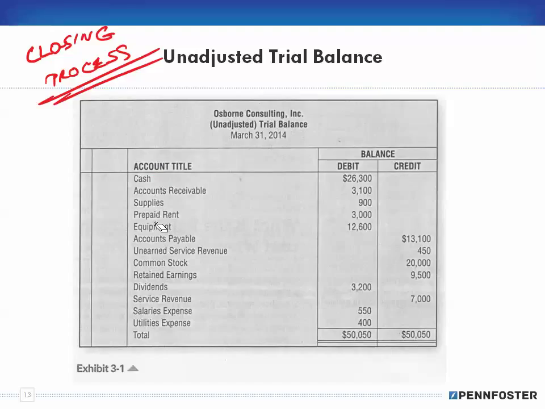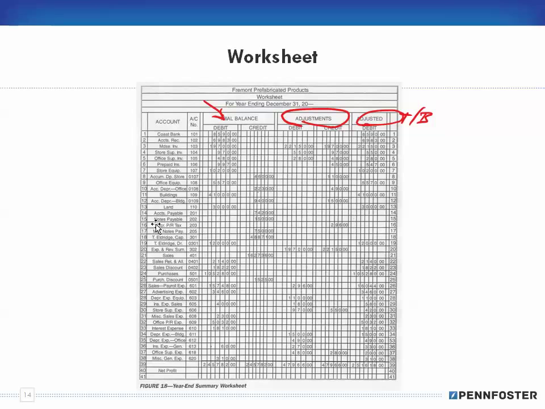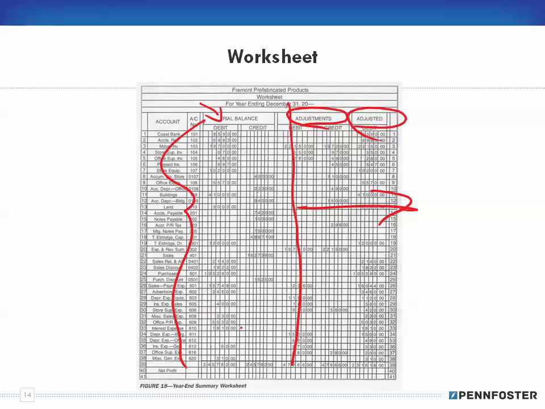We've created this unadjusted trial balance, and the accountant goes down account by account by account, making sure that those balances are correct. Now he does that when he's working on the worksheet. If you can imagine, here's the worksheet, and everything over here is blank. Yeah, he has an adjustment column, but really starting out here with the unadjusted trial balance balances. Here's all of the balances in the accounts, and he's going to look and say, is this account right? Is this account right? Is this account right? If it isn't, then an adjustment needs to be made.